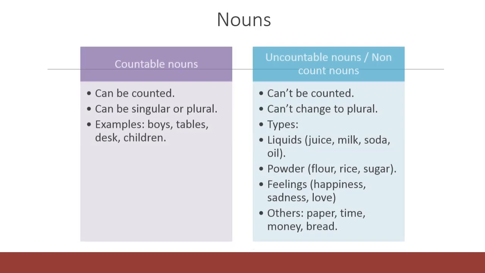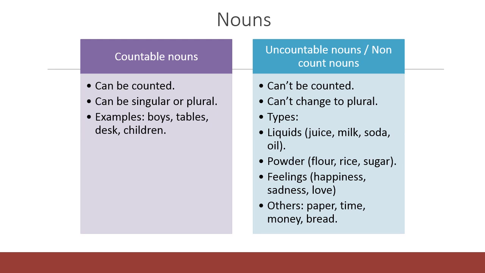Nouns. In English, we have two big groups of nouns, the countable nouns and the uncountable nouns, or non-count nouns. The countable nouns are the nouns that can be counted. It means that you can say 1, 2, 3, 4. They can also be changed from singular to plural. And here we have some examples: from boy, boys; from table, tables; from desk, desks; and child, the plural is children.